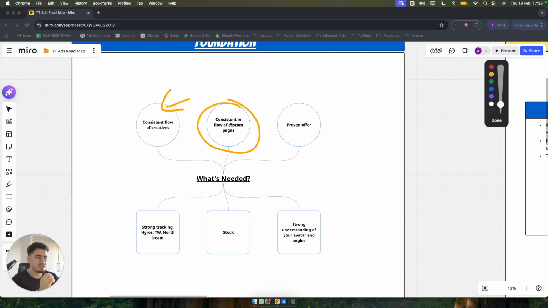Another one is going to be a consistent inflow of custom pages, right? So advertorials, comparison pages, quiz funnels, listicles. There's going to be a lot of different pages that we want to test. Ideally, I'm going to break it down, but a few a week. And again, if you guys are already doing your thing with Facebook ads or another platform, then I would assume you have these systems in place, right?